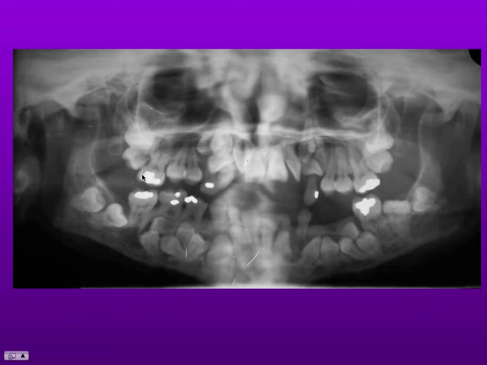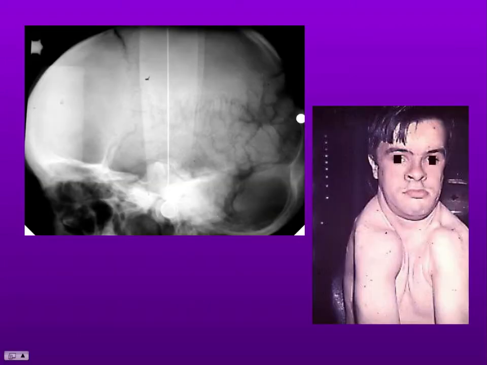Try and work out the age of this patient and you'll soon realize that they're actually an adult. Their 3rd molars have fully formed roots. Yet look at the skull of this patient and look at the physical appearance of the patient here. When we look at the skull, we'll notice some abnormalities, even with limited understanding of the radiology of the skull.